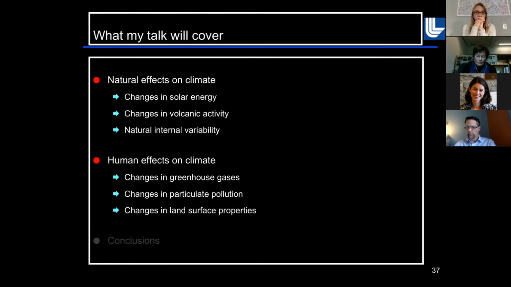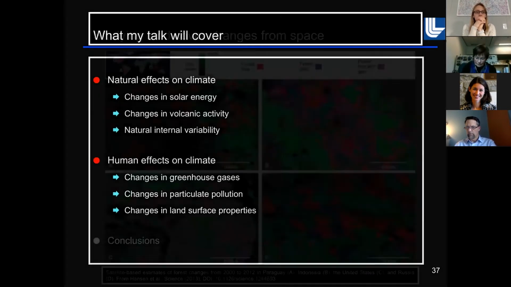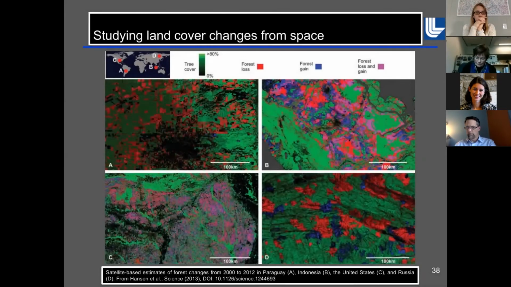And it's not only greenhouse gases and particulate pollution. Human activities have transformed the surface of the land. This is satellite imagery from Paraguay, that's A, from Indonesia, that's B, from the United States, that's panel C, and from the former Soviet Union, that's panel D, of changes in forest coverage from 2000 to 2012. The red is the thing I'd like you to focus on. That's forest loss, basically where we've cut down forests.